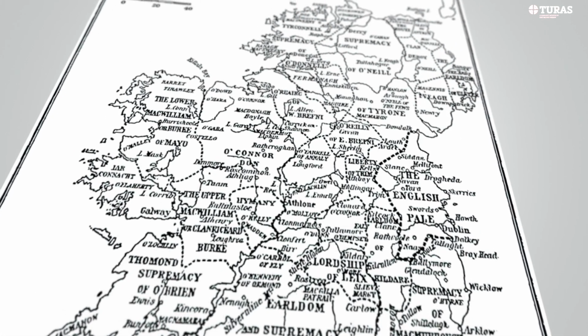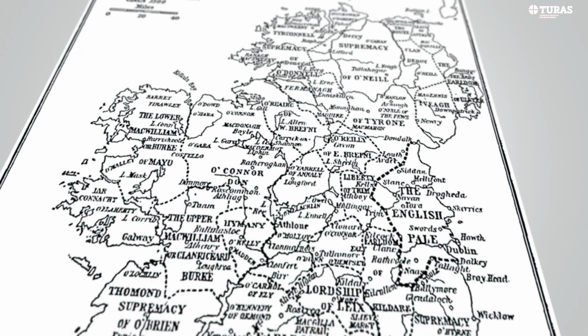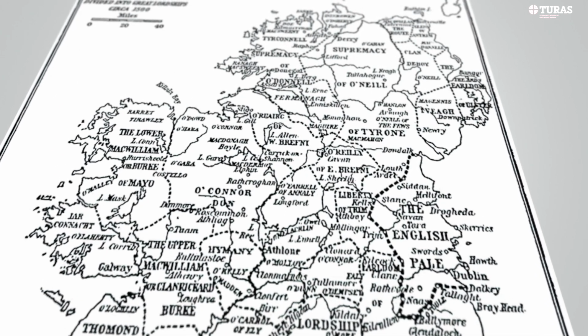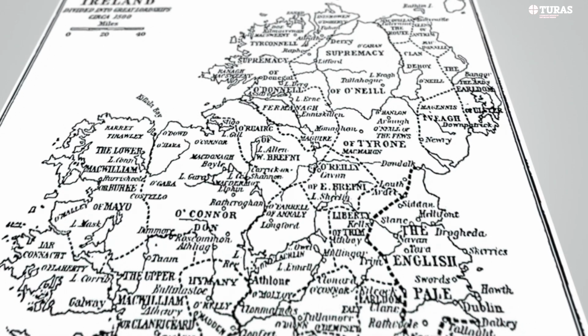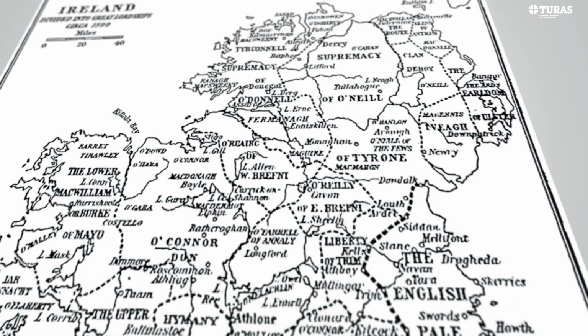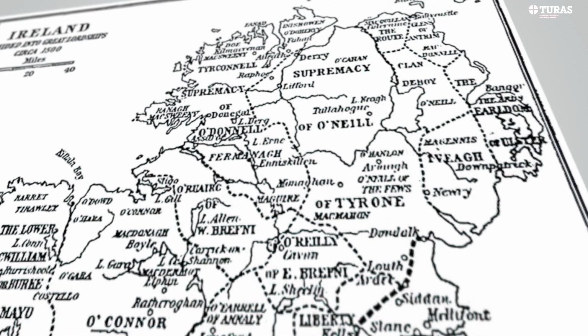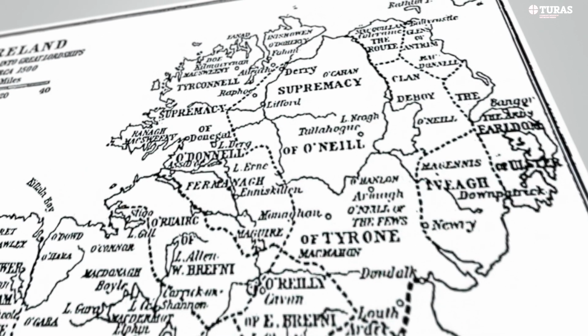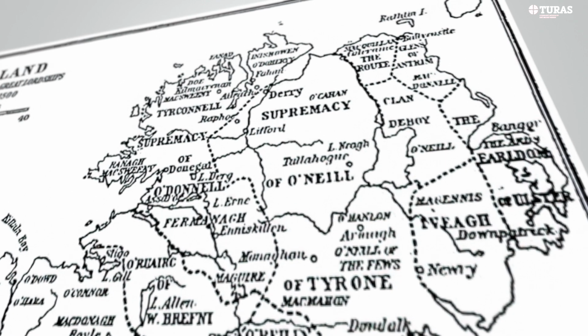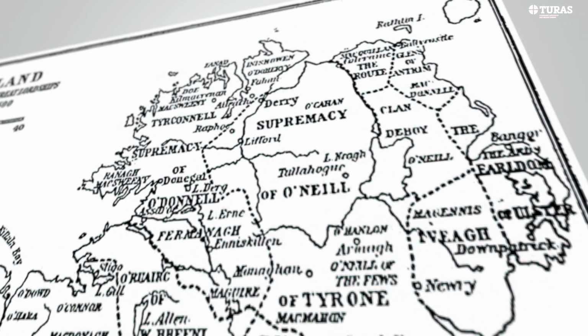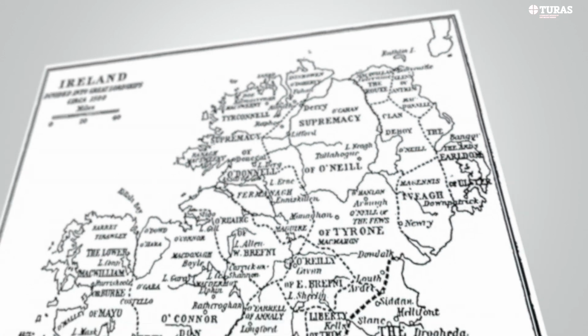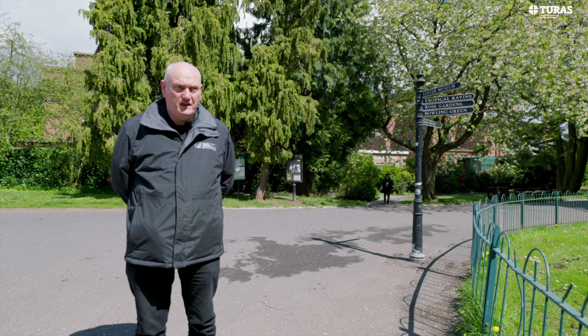So you have Ireland divided up into 90 political units, and each one of those political units would have had its own ruler, its own lord, and each one of those lords would have had their own inauguration site and the inauguration programme. So when you're looking at our chair here today, it's quite a unique survival, because most of these chairs, or the legs, they're gone now.